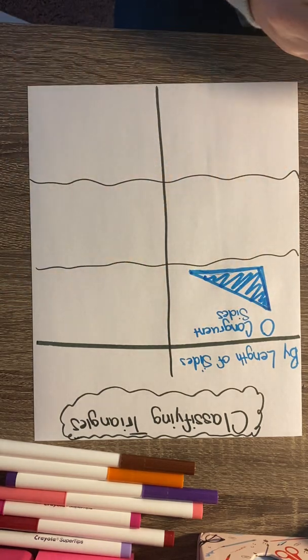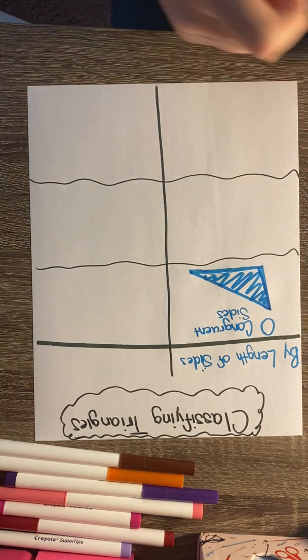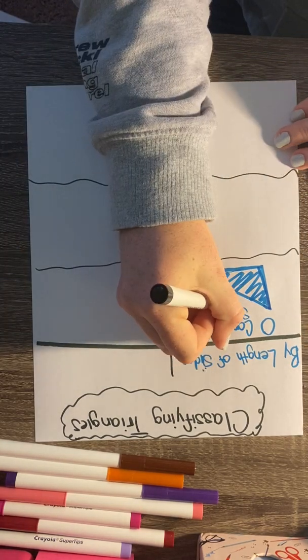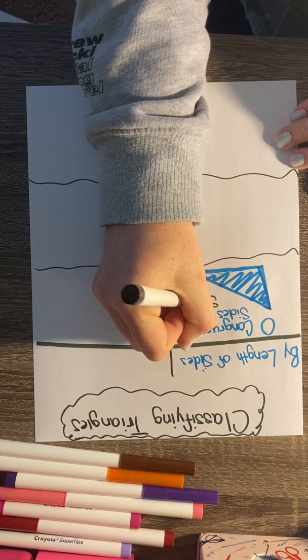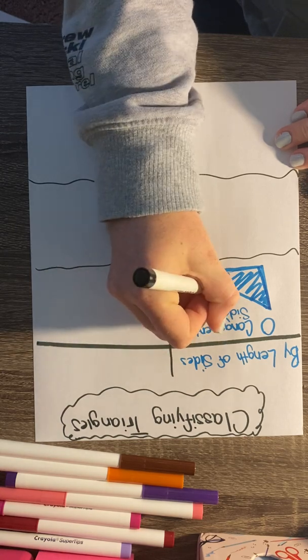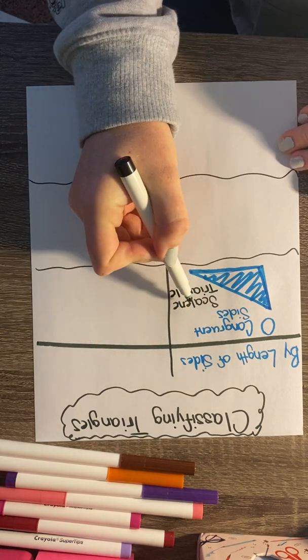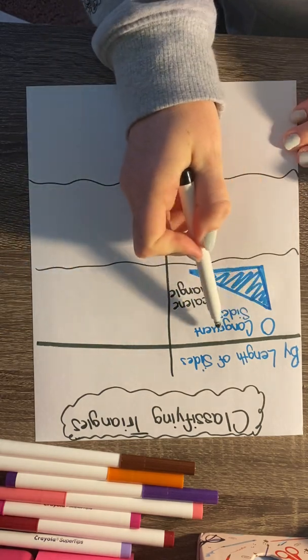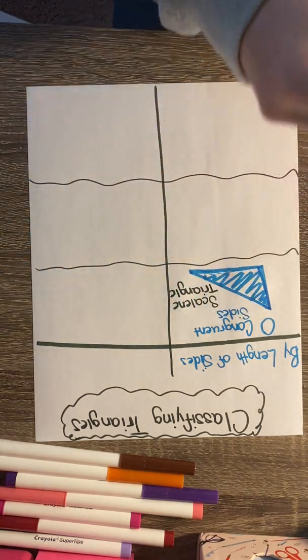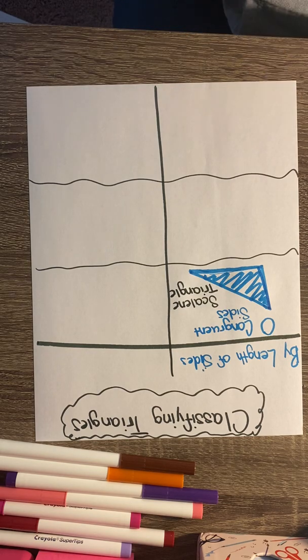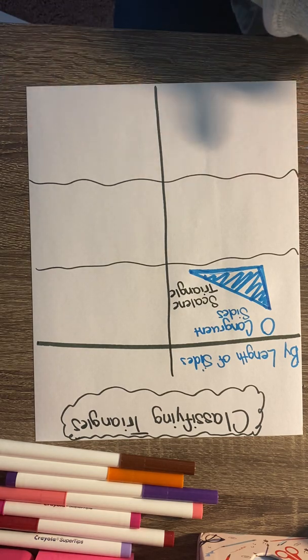So when a triangle has all completely different sides, it is called a scalene triangle, okay? Scalene triangle. So a scalene triangle has zero congruent sides. All right, has no sides. None of the sides are the same length.